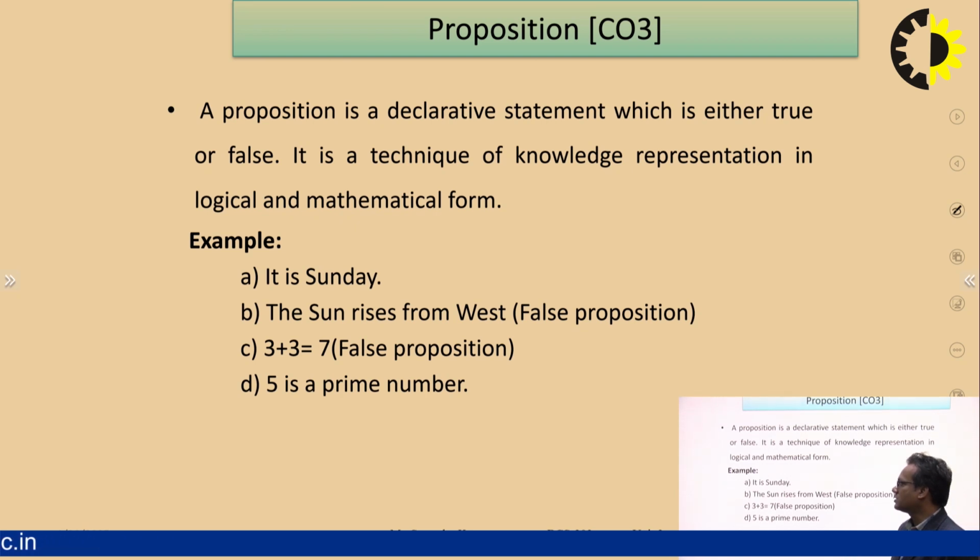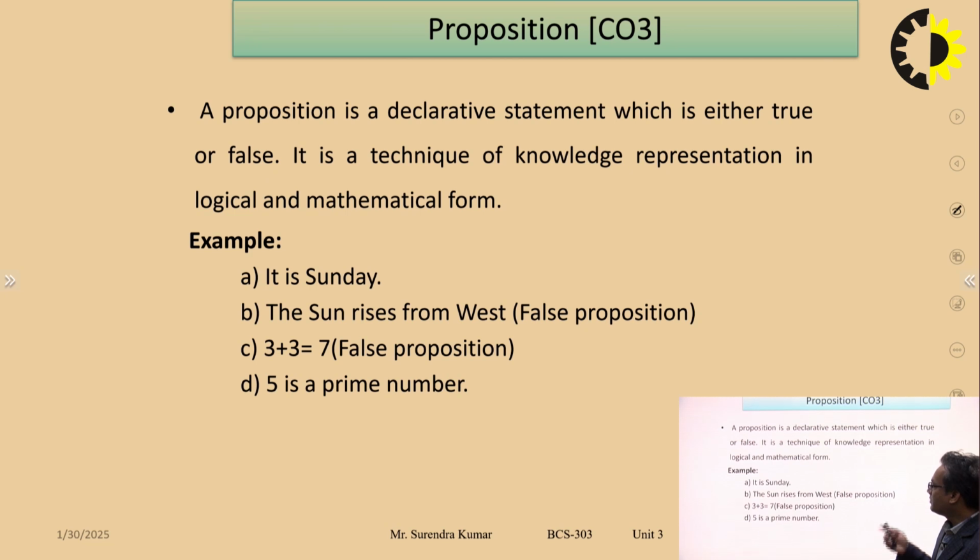The sun rises from the west. It may be false, but it is a statement. 3 plus 3 equals 7 is again a false proposition, but it's a proposition. 5 is a prime number, again a statement or proposition.